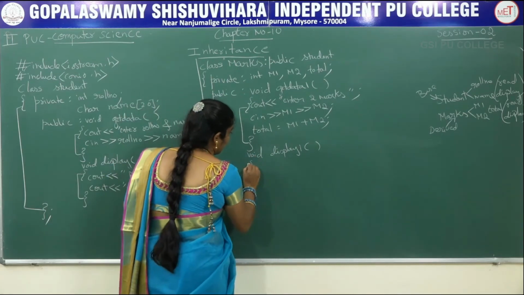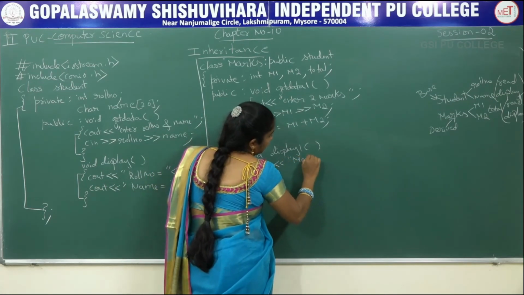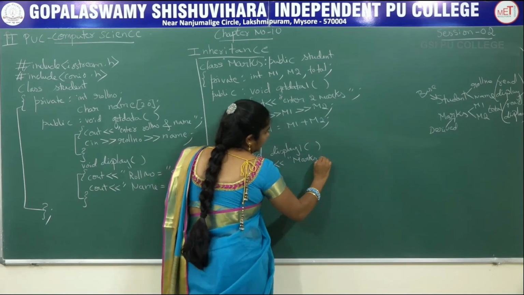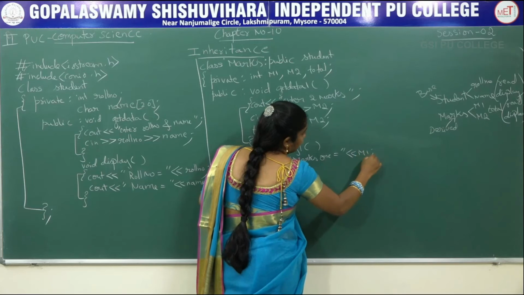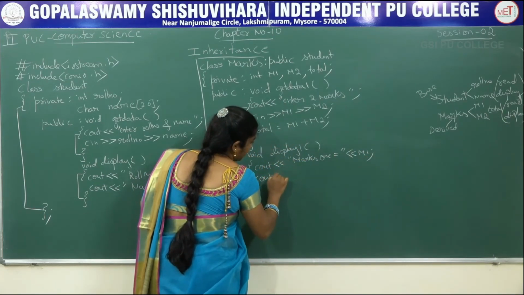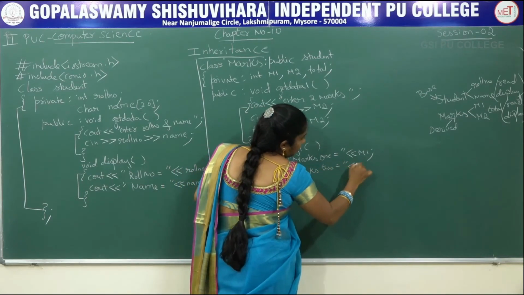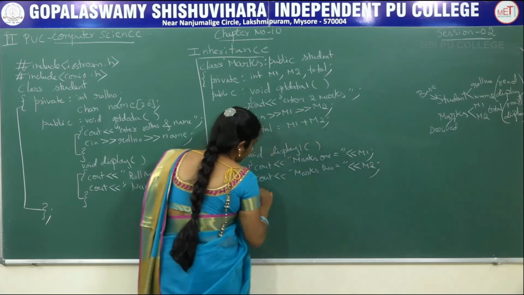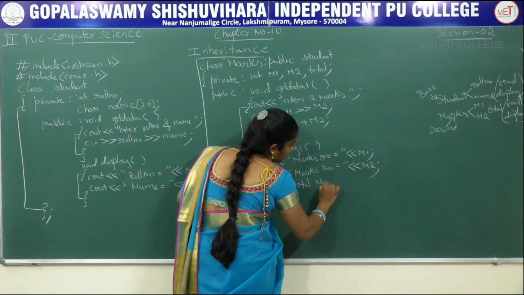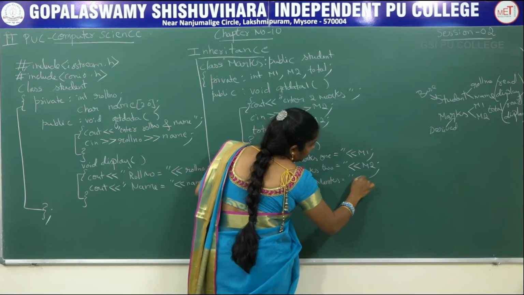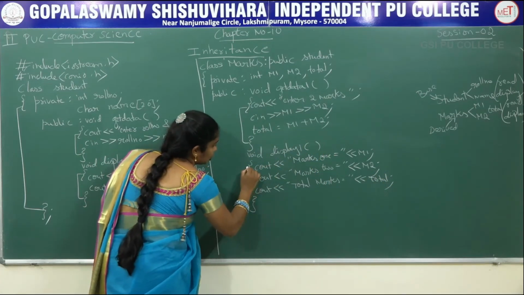Here I am going to display the value. See out, marks 1 equals display the marks 1 value M1. Then see out, marks 2 equals display marks 2 value M2. Then display the total also. See out, total marks equals display the total. Then close this function.